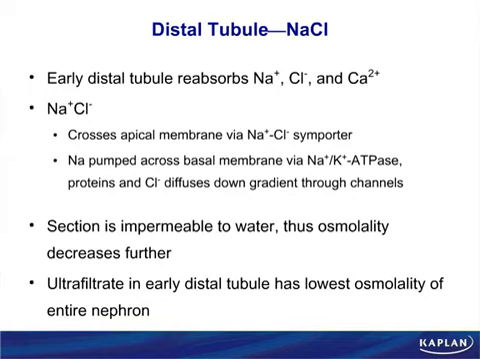through channels. This segment is impermeable to water, thus it is a diluting segment, and you are still diluting the ultrafiltrate. So once again, it is the early distal convoluted tubules that has the lowest osmolarity out of the entire nephron.